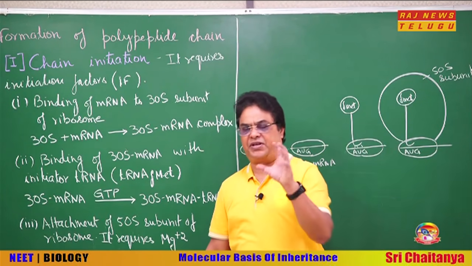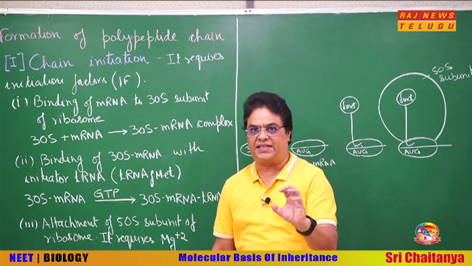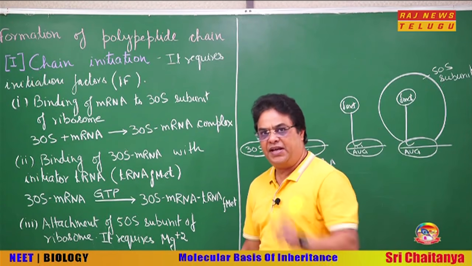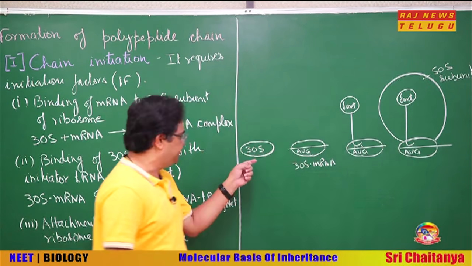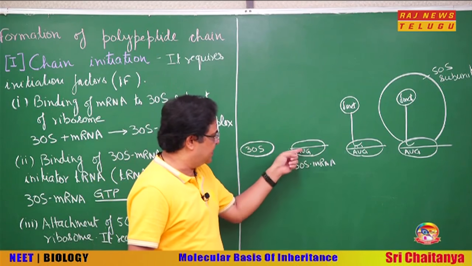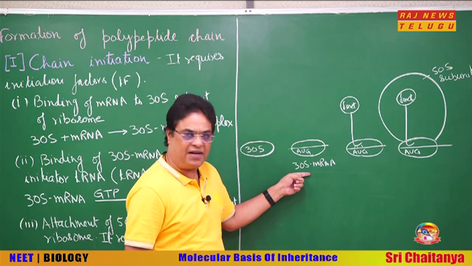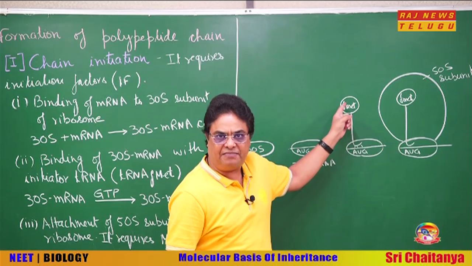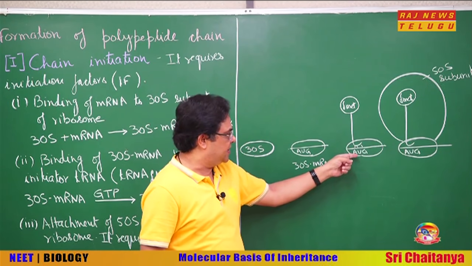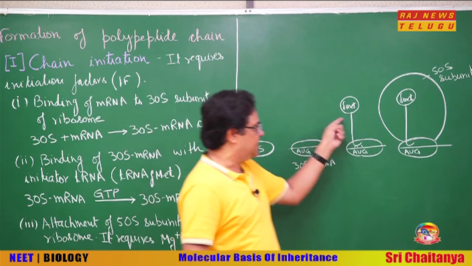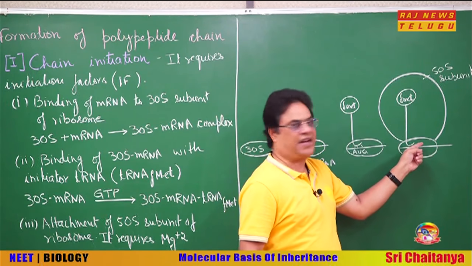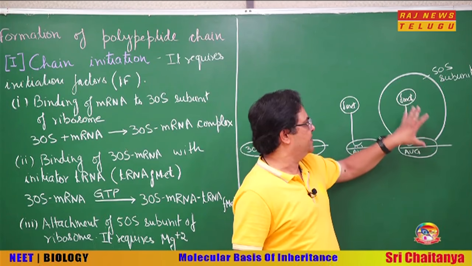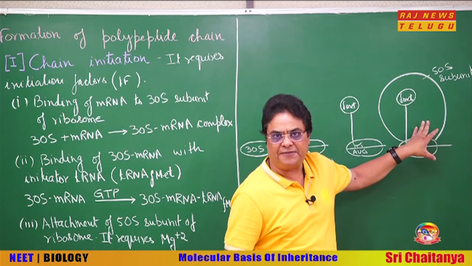Now the larger subunit of the ribosome, which is called the 50S subunit, attaches, and for this attachment Mg2+ is required. So we can diagrammatically see this: the 30S subunit, this is the mRNA attached, this is the 30S mRNA complex, then the initiator tRNA along with its formylated methionine amino acid attached. So this is the 30S mRNA tRNA complex, and now the larger subunit of the ribosome is attached. So now the complete initiation complex is formed, which is the 70S initiation complex.